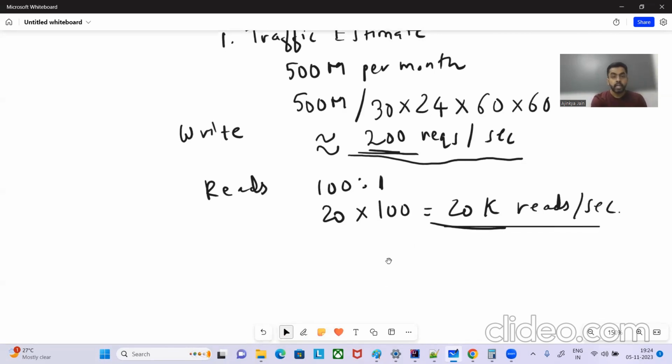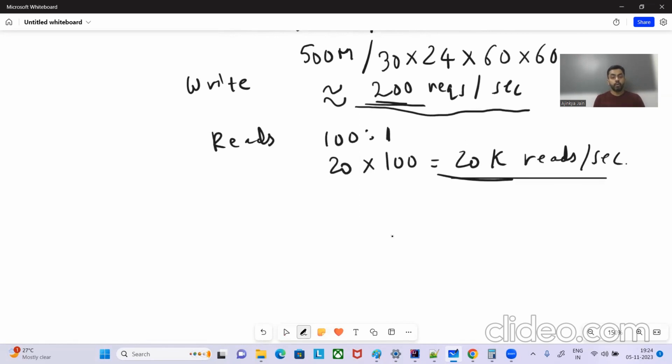Then coming to the second estimate which we want to calculate, the storage estimate. How much storage will be required to store 500 million requests per month? Let's say our default storage span for a particular URL would be 5 years. That is, we'll be storing the data for 5 years for any given URL, right?